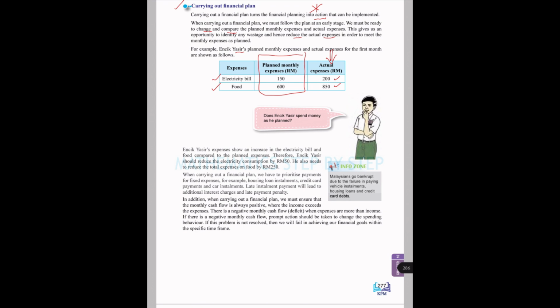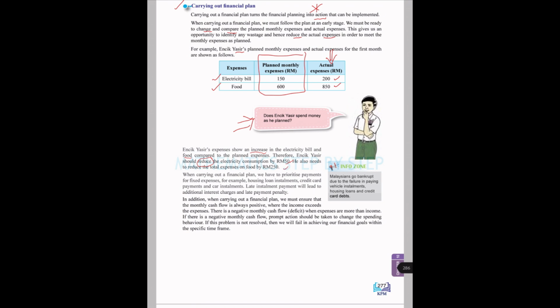Does Encik Yasir spend money as he planned? No. Encik Yasir's expenses show an increase in the electricity bill and food compared to the planned expenses. Therefore, Encik Yasir should reduce the electricity consumption by 50 ringgit. He also needs to reduce the total expenses on food by 250 ringgit.